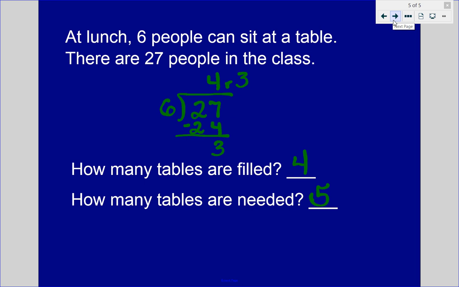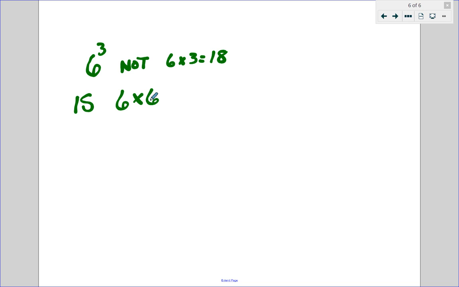That's how this goes today. A few things I just want to review with you, just so that we make sure we know them. When you're doing exponents, if I have 6 to the 3rd power, it is not 6 times 3 equals 18. It is 6 times 6 times 6.